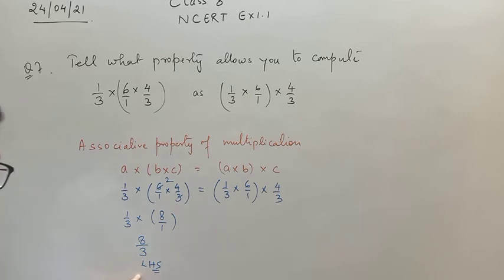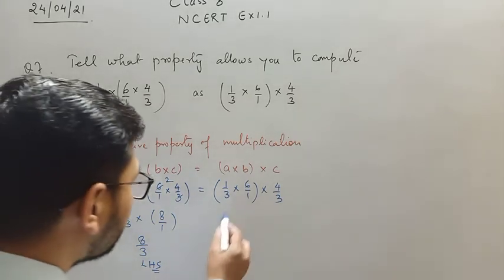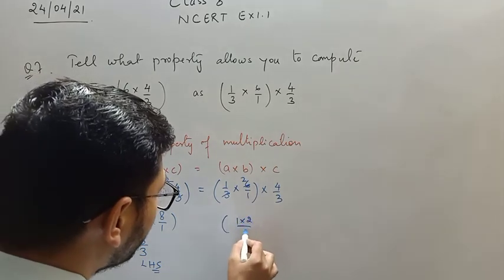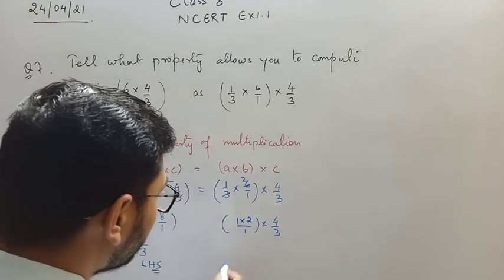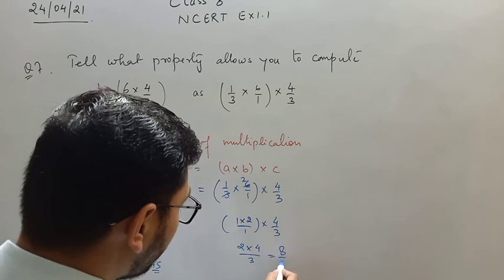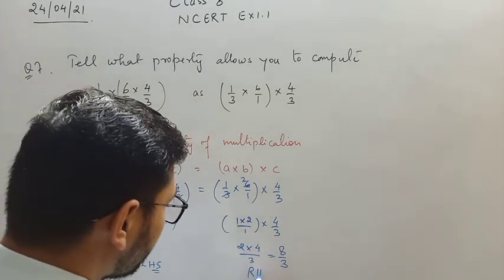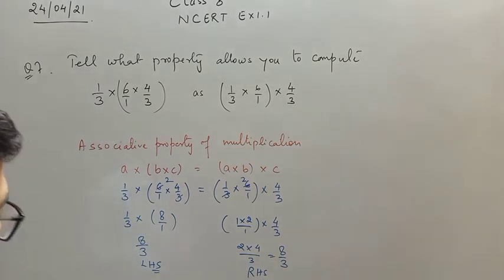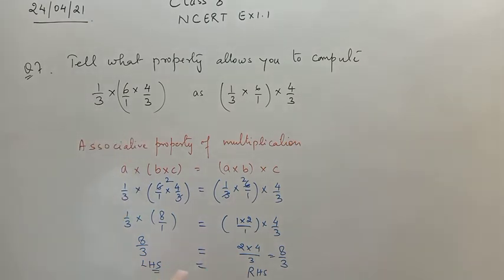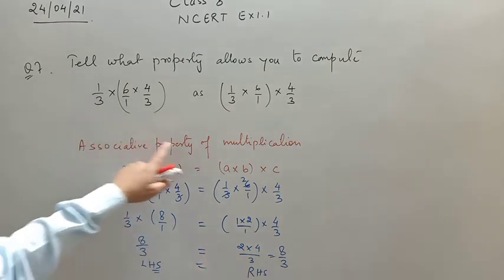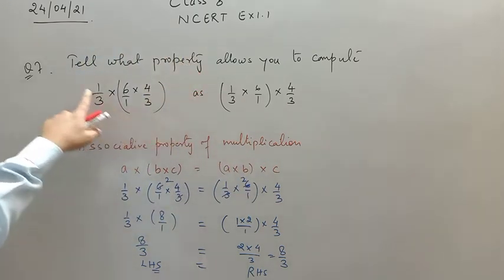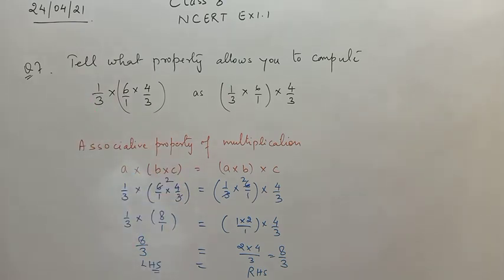This value that we got here in LHS is 8 upon 3. Now 3 2s are 6. So 1 into 2 into 4 upon 3. So 2 into 4 upon 3 is equals to 8 upon 3. So the same value I'll get in RHS. So I can say LHS equals to RHS. On that basis, I can say associative property of multiplication. So the property that the question was asking from me is associative property of multiplication.